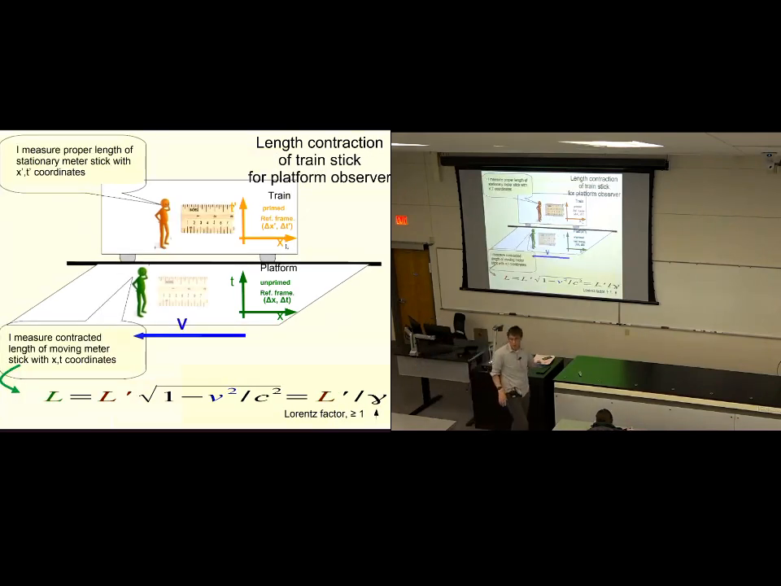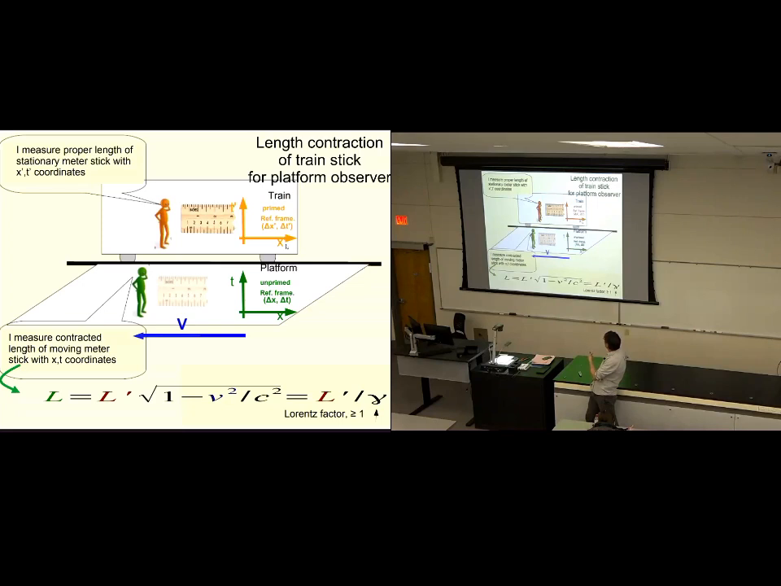This is the reverse perspective. Now we're focusing on the meter stick in the train. Here's the meter stick in the train. And we're going to look at the meter stick in the train from the train reference frame, this observer, and from the station reference frame, this observer here. To stress that, in this picture, the train is stationary, and the platform is now moving from right to left. So the platform's streaming over towards the left-hand side of the classroom.